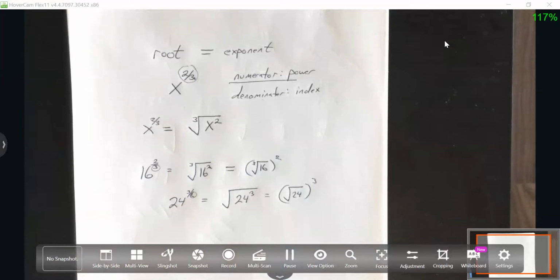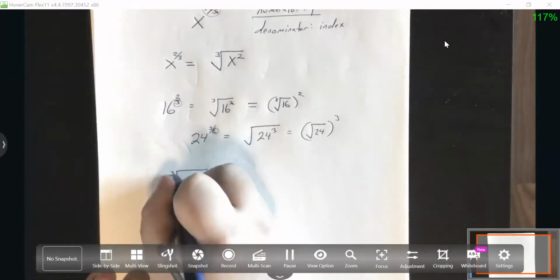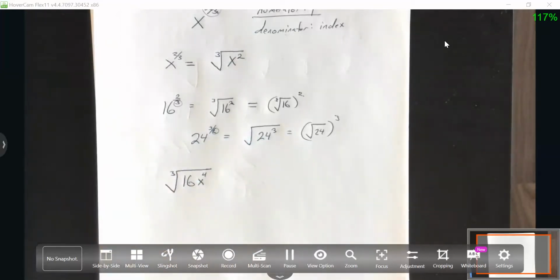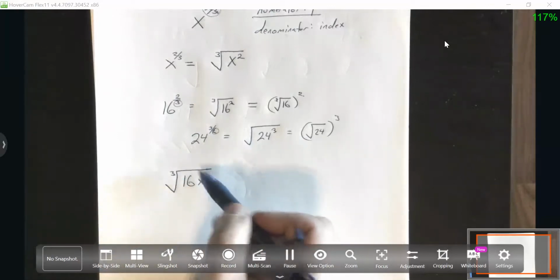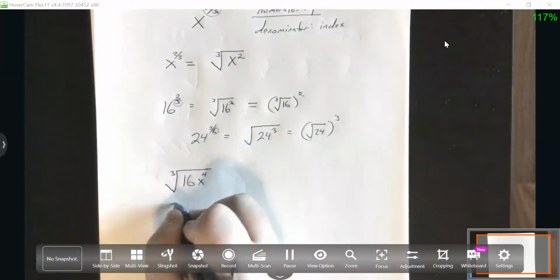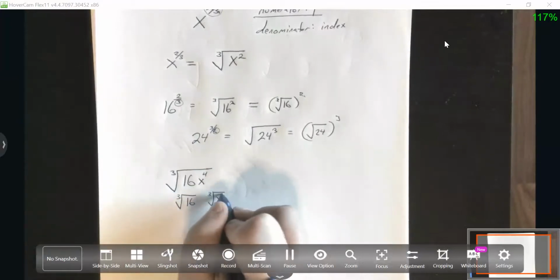So let's take a look at simplifying other roots besides square roots. How about the cubed root of 16x to the 4th. When we talked about exponent rules, we said that exponents go to each individual thing when we're multiplying. Same thing applies to roots. Roots are exponents. So I'm going to deal with each of these separately. That's the cubed root of 16 and the cubed root of x to the 4th.